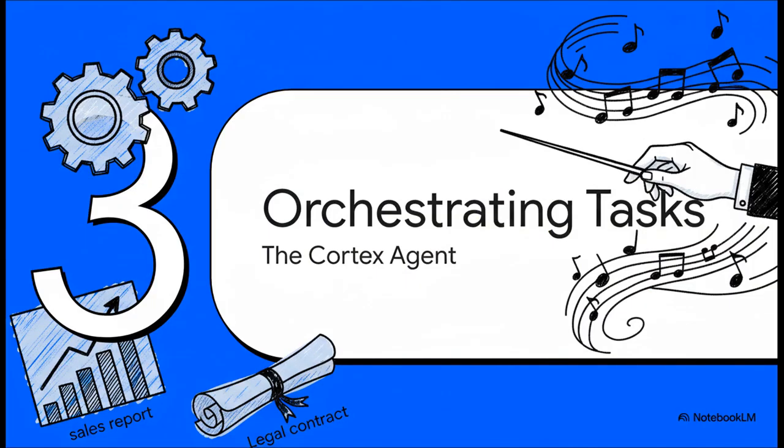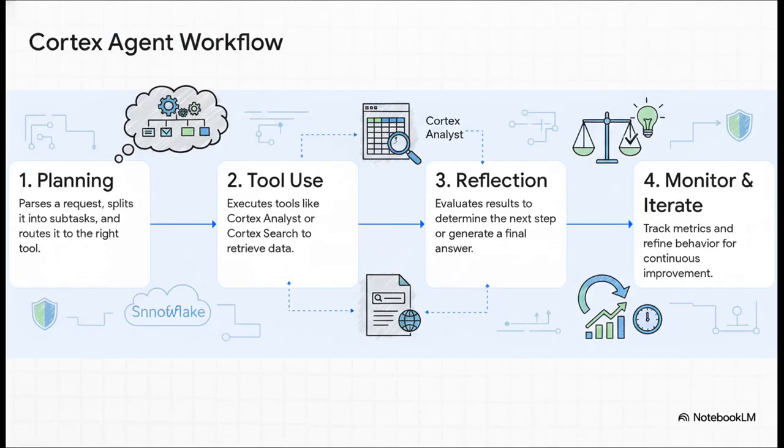Okay, but what happens when a single question is more complicated? What if you need to look at a structured sales report and sift through an unstructured legal contract to get the answer? That's where you need an orchestrator, right? A conductor for this AI orchestra. And that's exactly what the Cortex agent is. Think of the Cortex agent as a super smart project manager. It's got a clear workflow.